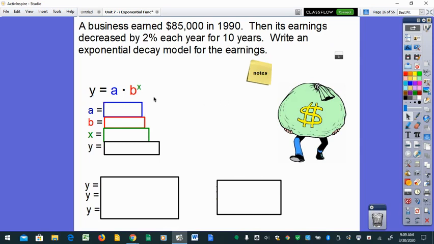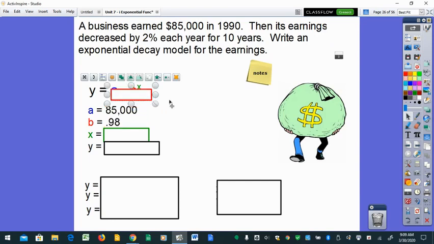So here is our general form. We know that A is our start amount, and the value started at 85,000. It dropped by 2%. That means what percent was left? Well, 100 minus 2 would be 98% was left. So your decay factor is 0.98. Number one mistake would be to put a 0.02 in there, and then you're saying that only 2% was left.